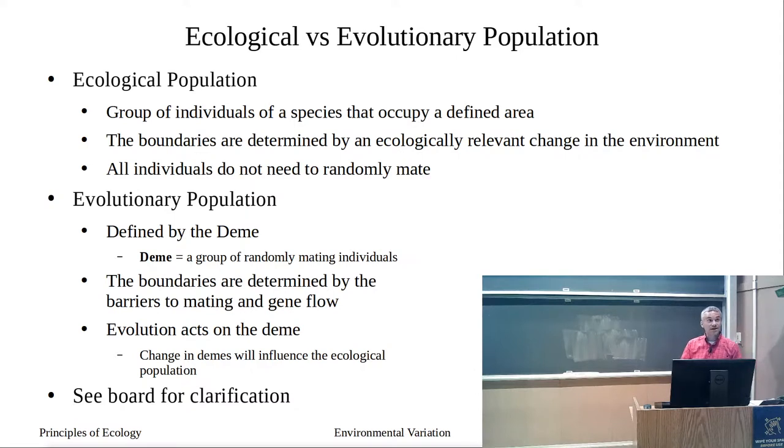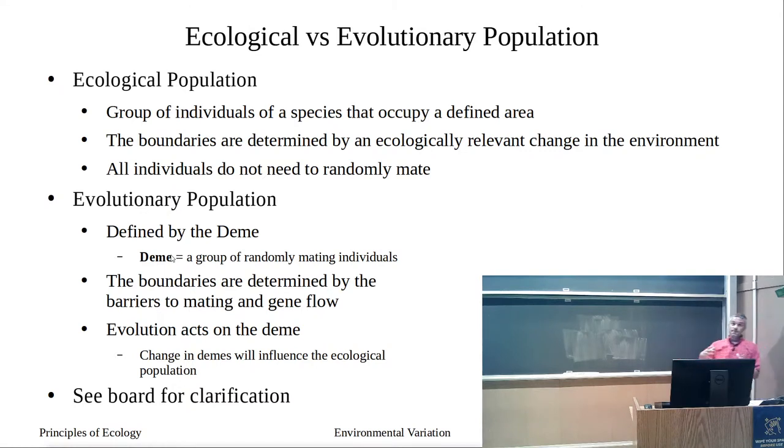We talked about changes in our population. One of those assumptions is that our population is randomly mating. That population that is randomly mating is called a deme. It's a group of randomly mating individuals. Now, the boundaries of that are going to be determined by the barriers to mating and gene flow.